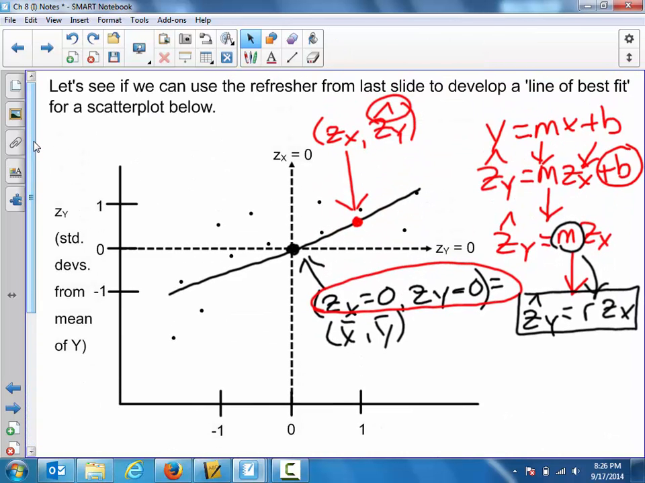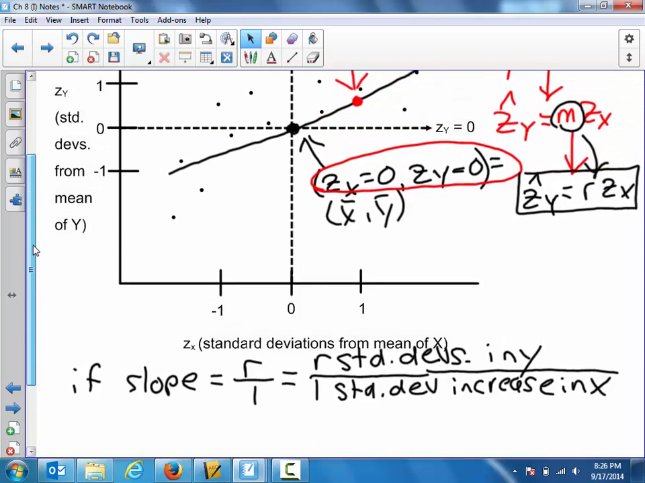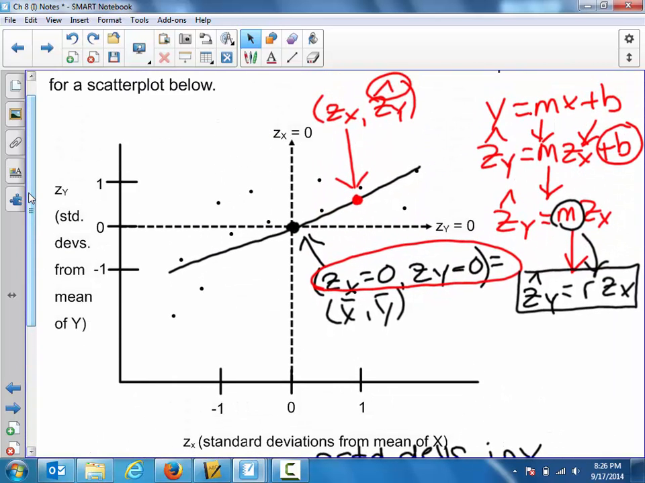Okay? Again, that's just based upon the fact that we've characterized our data by z-scores. So everything's built off this standard deviation. So our slope predicts that if I go out one standard deviation from the mean of x here, we should have gone up R standard deviations in y. That's what the slope means, if the correlation coefficient is our slope for this thing.